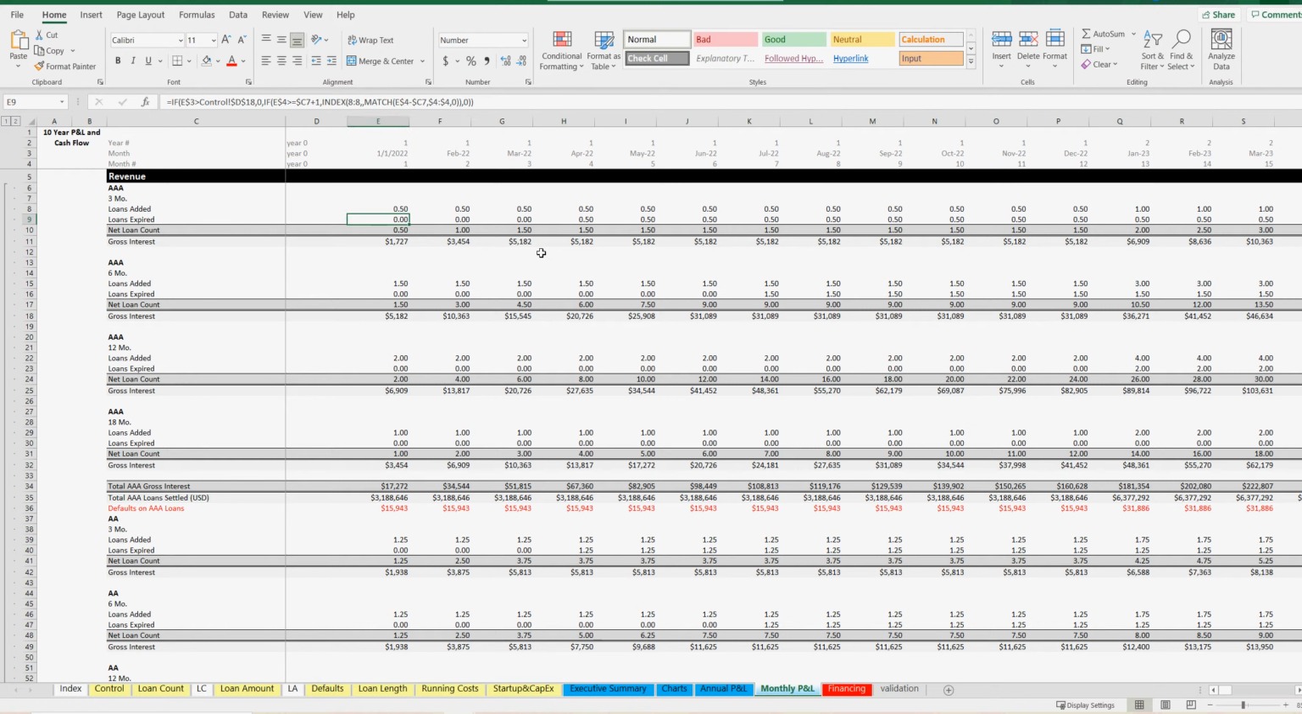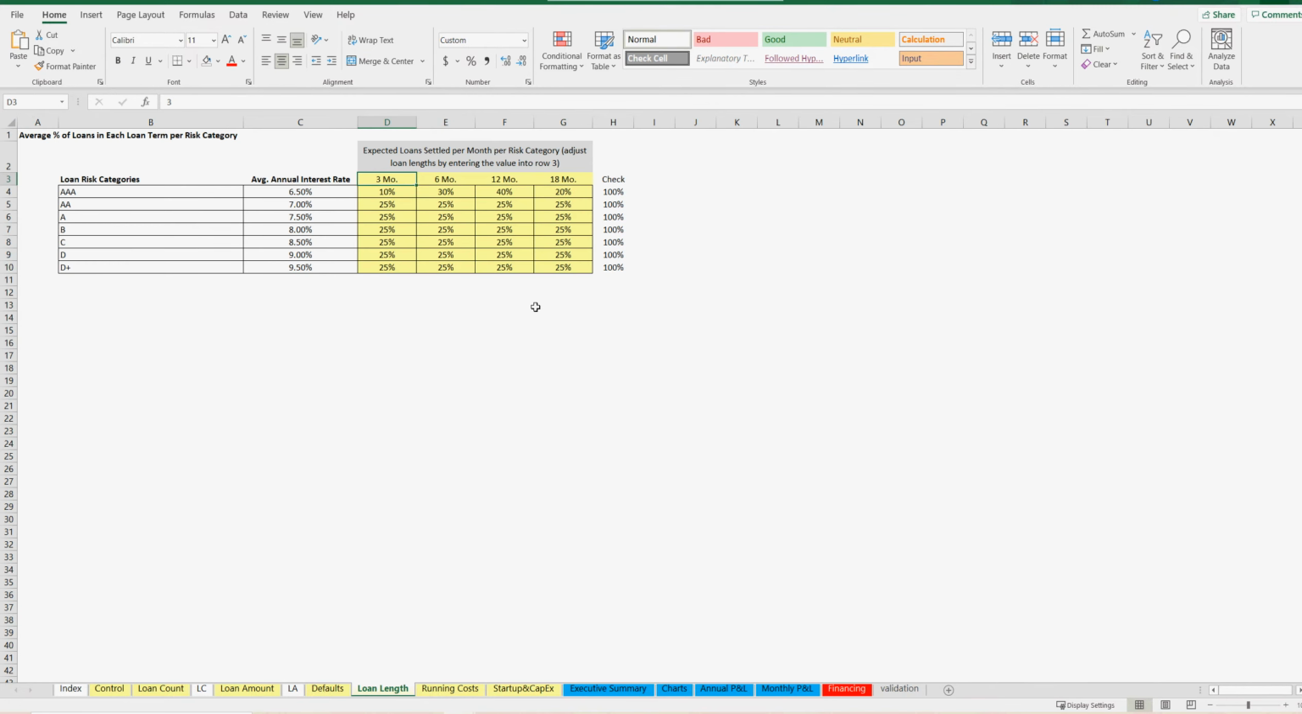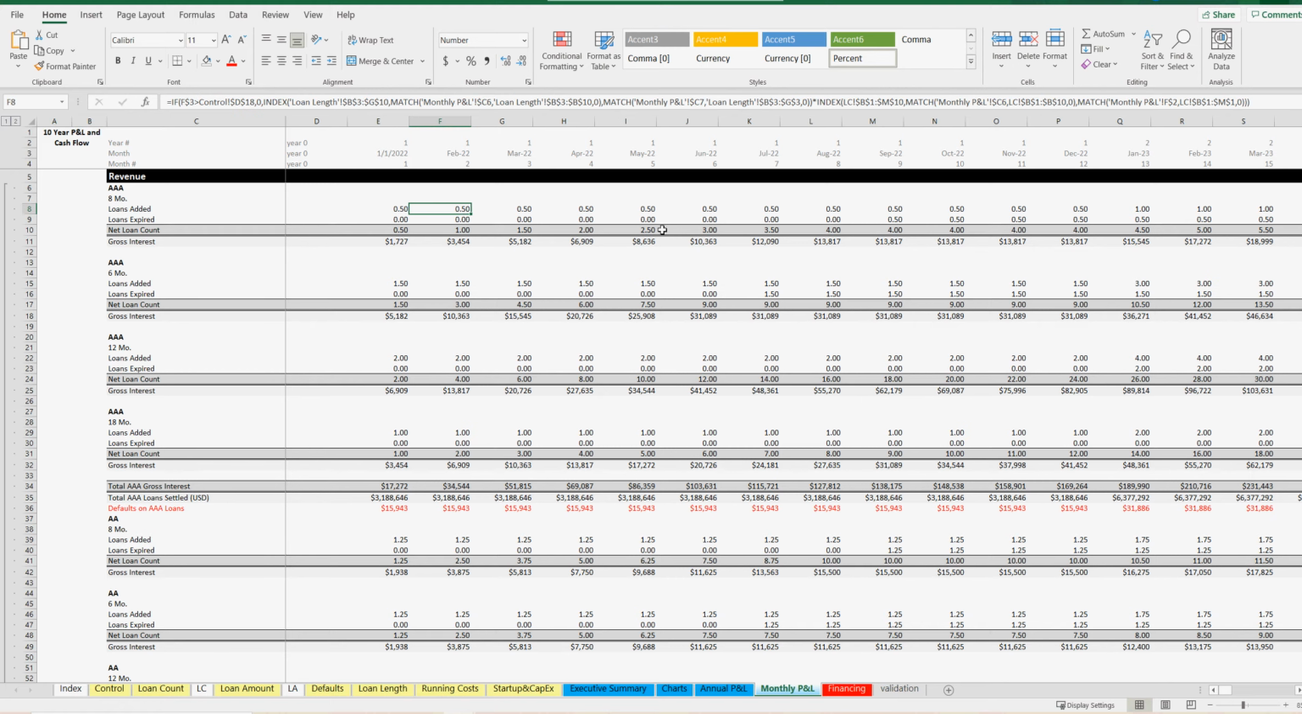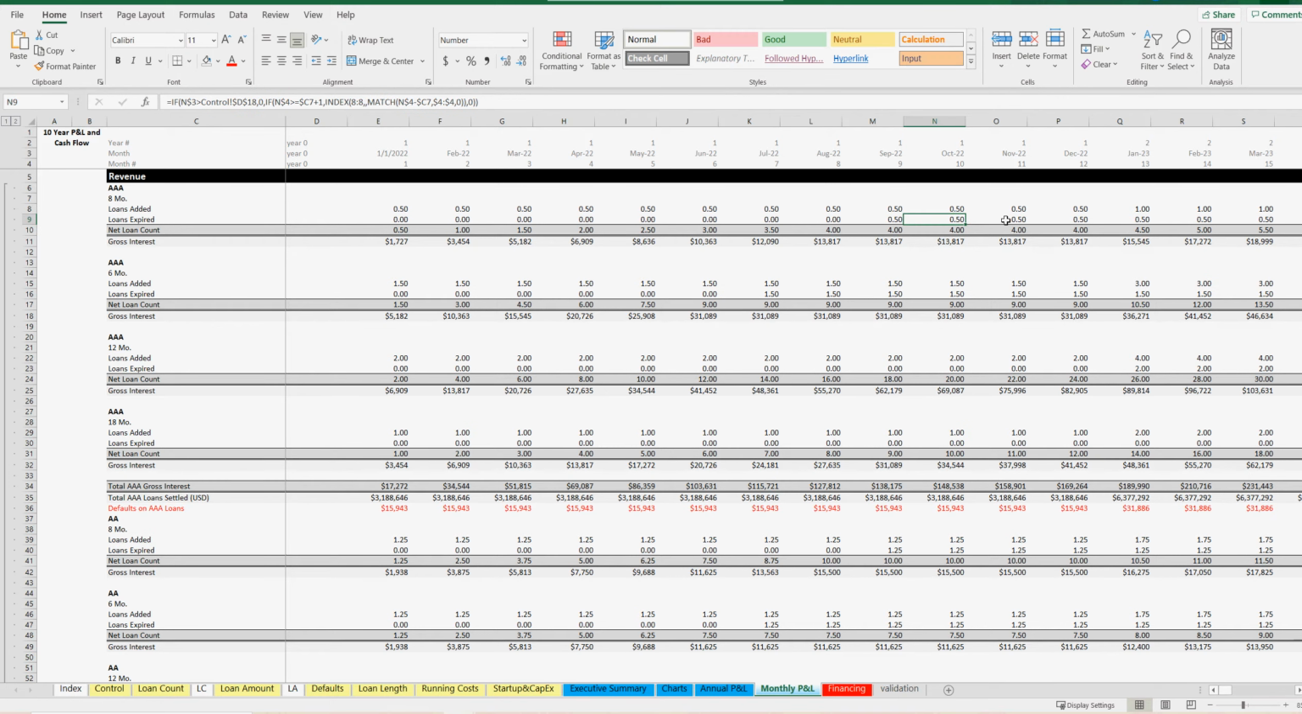It's now all dynamic. Just so you can see, let's look at the first one. It's 3 months here. If I were to change this to say 8 months loans on average, you can see the loan expiry 1, 2, 3, 4, 5, 6, 7, 8. 8 full months of interest, and then you've got that loan expired here. In the next month, whatever loans were added in month 2 expired, and so on.